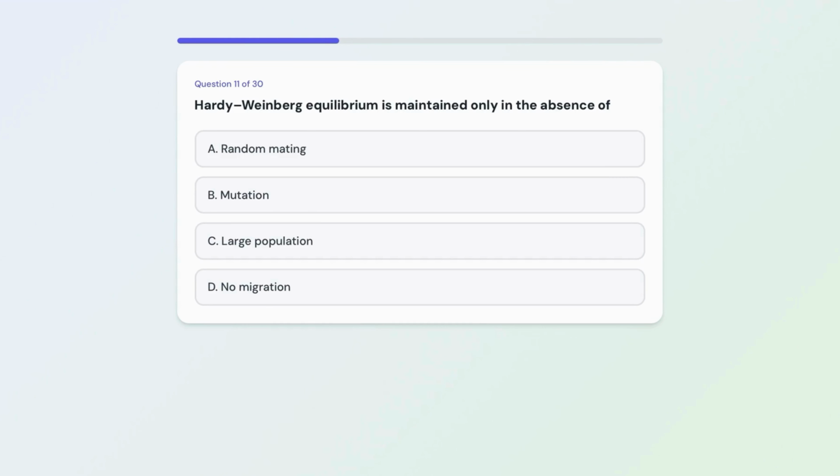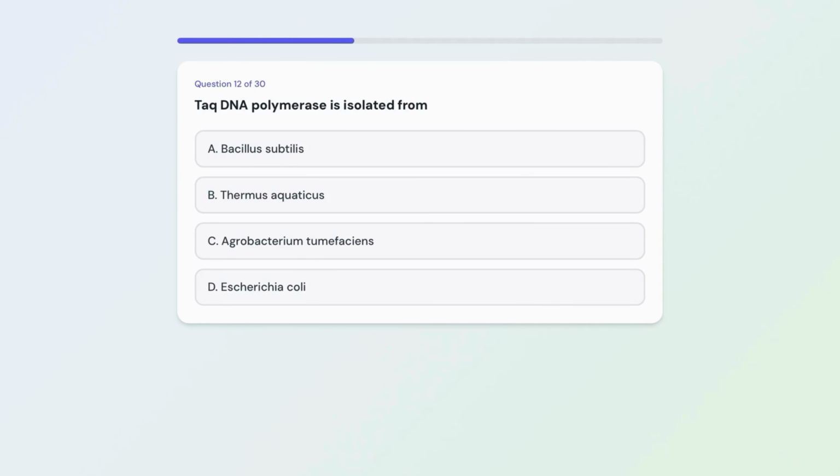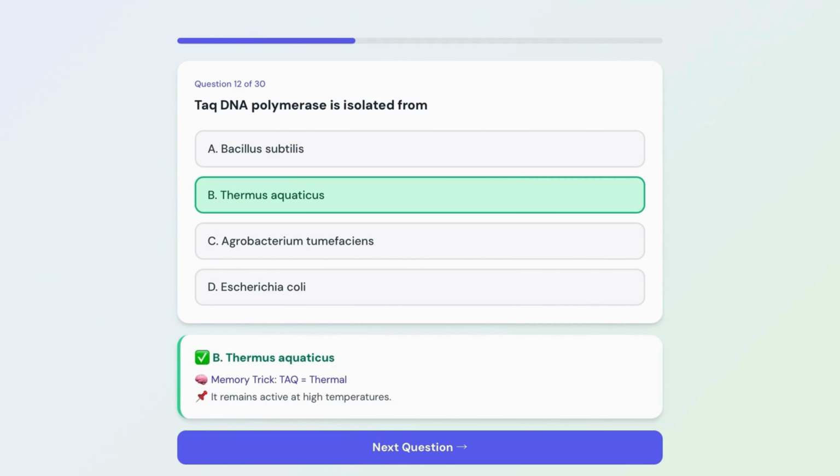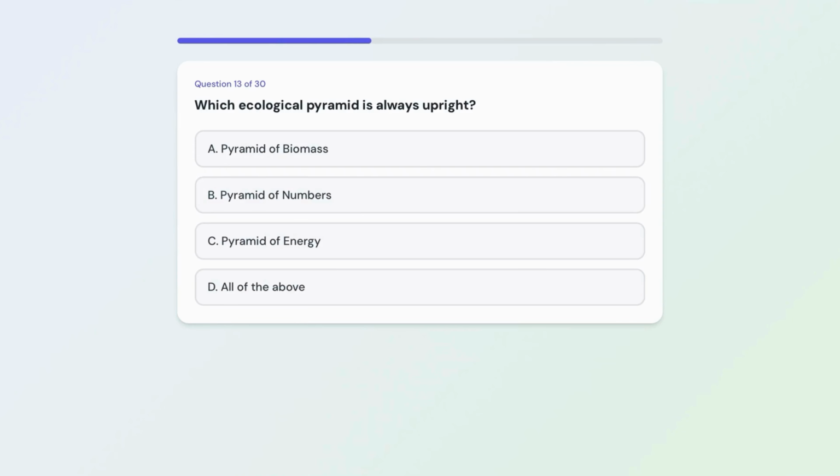Hardy-Weinberg equilibrium is maintained only in the absence of mutation. Taq DNA polymerase is isolated from Thermus aquaticus. Taq is equal to thermal. It remains active at high temperatures.